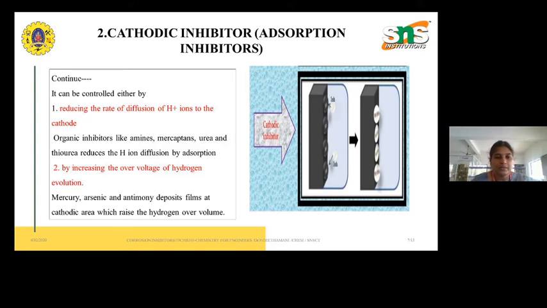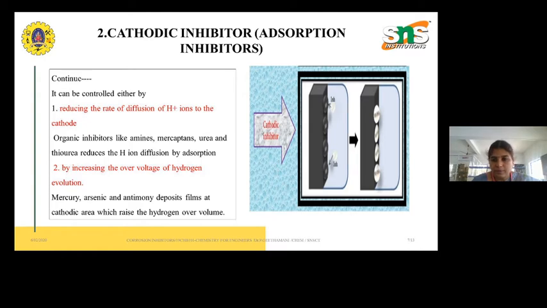First one, how do we do it? One is reducing the rate of diffusion of H plus ions to the cathode. It can be done by adding organic inhibitors. What are the possible organic inhibitors? Amines, mercaptans, urea and thiourea, which are adsorbed on the metal surface and act as a protective layer. They absorb all the H plus ions, so it is not possible to form H2 gas.